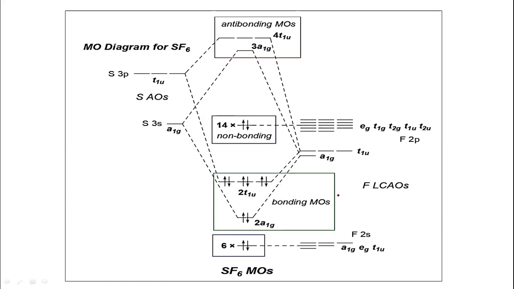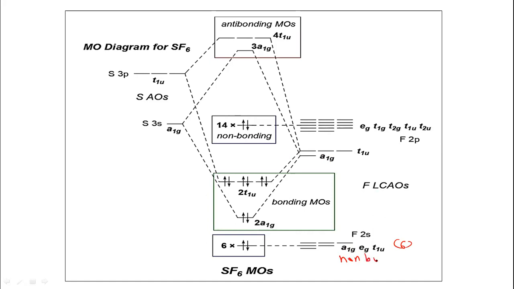So the group orbitals of the fluorine atom are represented here. See, this A1G and T1U are involved in the bonding, so we separate them. Total how many orbitals are here? Group orbitals 24. Out of 24, these are 6 here. These 6 orbitals have very low energy level. They are not going to be involved in the bonding, so they remain as non-bonding here.